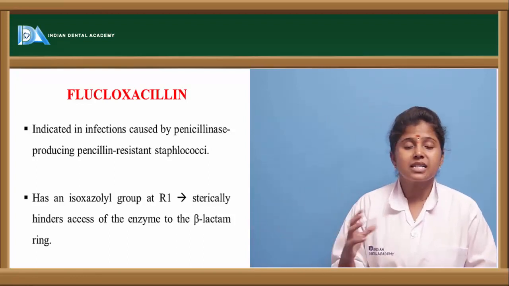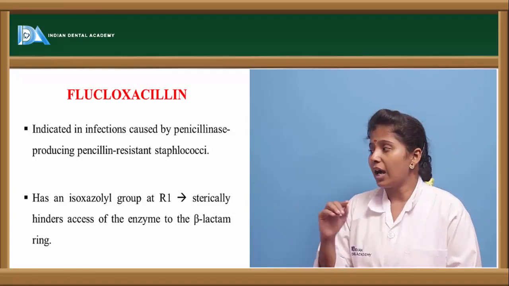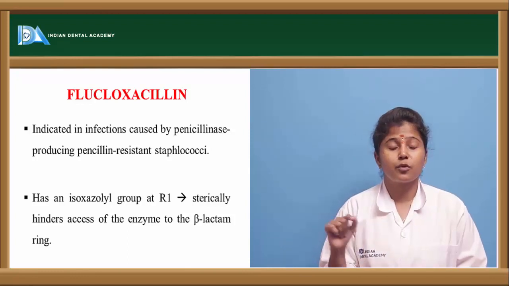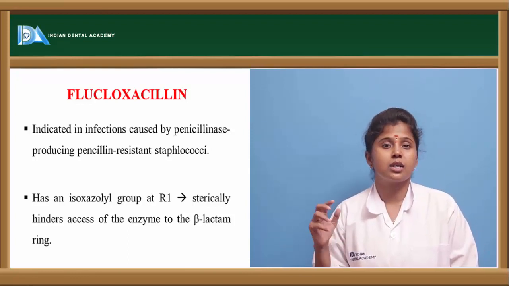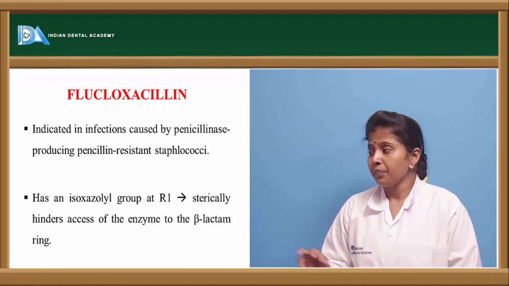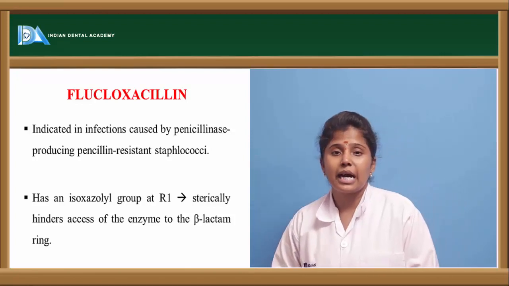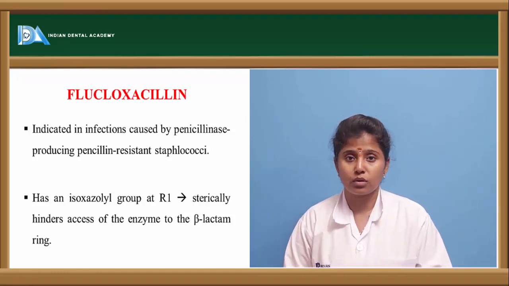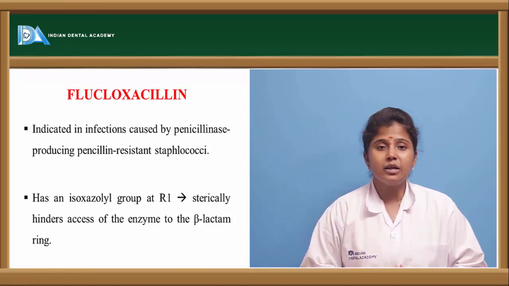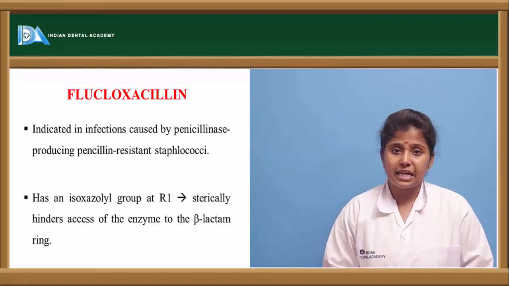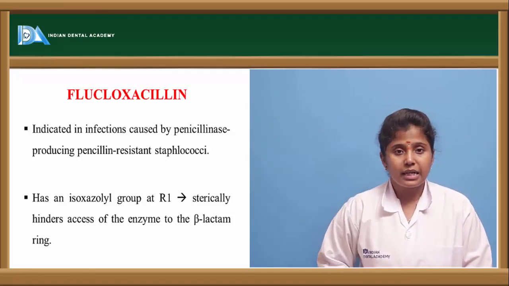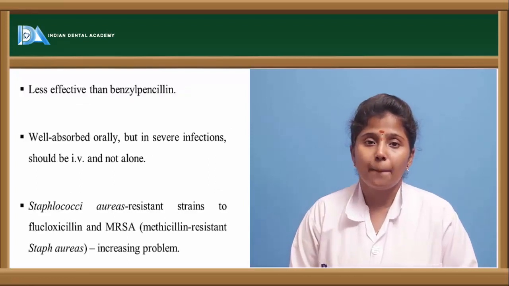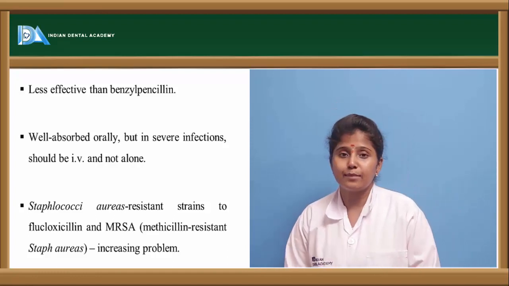What is its mechanism of action? If we see the structure of penicillins or cephalosporins, they contain an R1 group. Here the R1 is the isoxazolyl group, which is present in flucloxacin. It forms an intermediate compound with the enzyme, and thereby it prevents cell wall synthesis. It is less effective when compared to benzyl penicillin, and it is well absorbed orally.